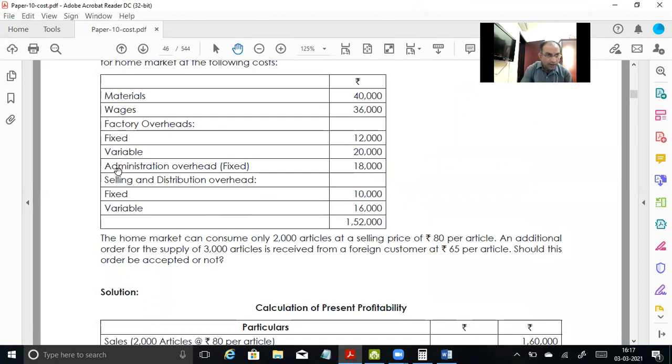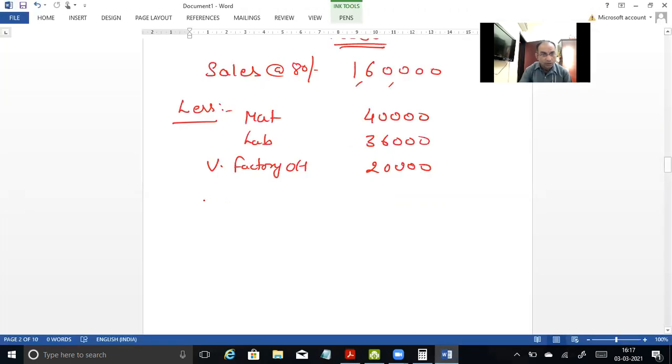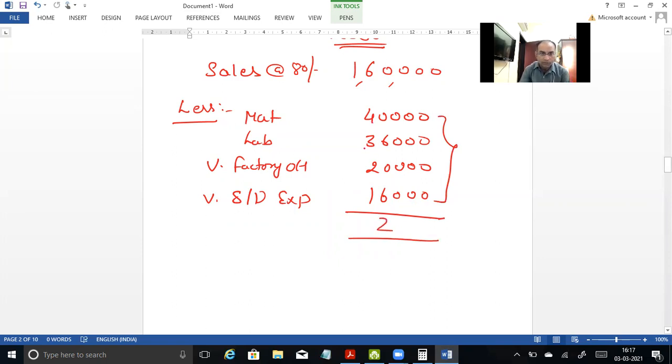Administrative overhead is fixed, 18,000. Selling and distribution overhead, variable portion is 16,000. So variable selling and distribution expenses are 16,000. So this is our total variable cost. How much is it? Let us check: 6 and 6 is 12, carry 1. 4 and 4 is 8, and 2 is 10, 1 is 11, 1 is 12. 112,000. Okay, fine. So here we are getting a contribution of 160 minus 112, 48,000.